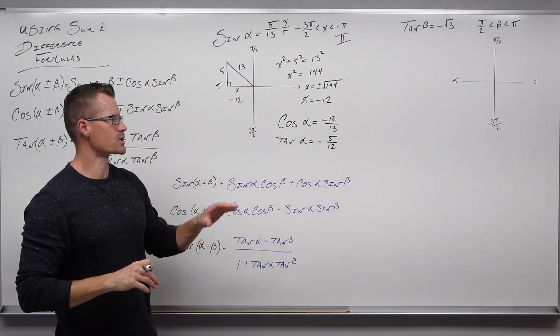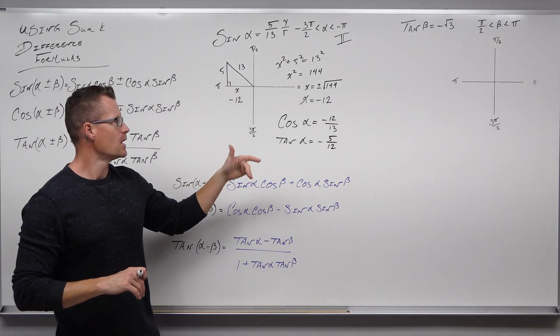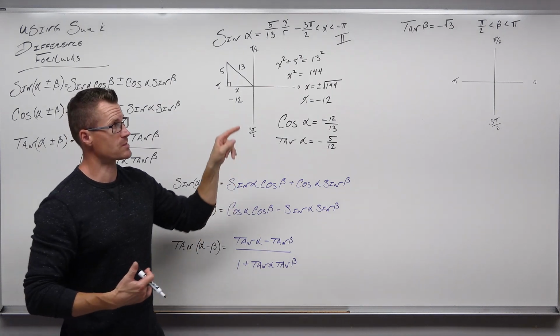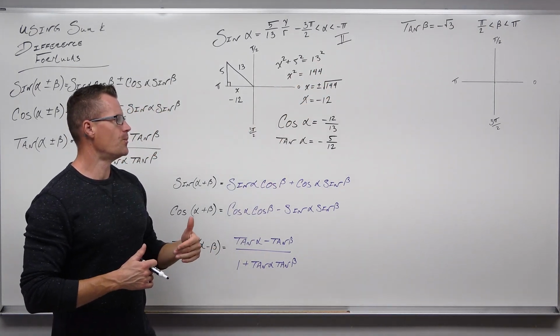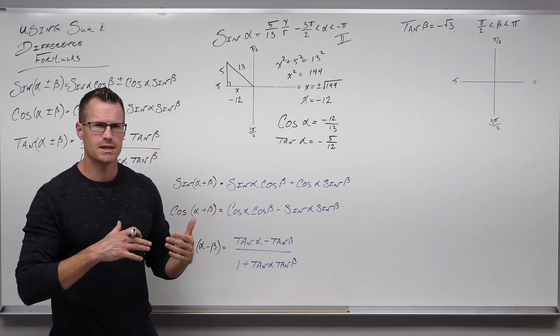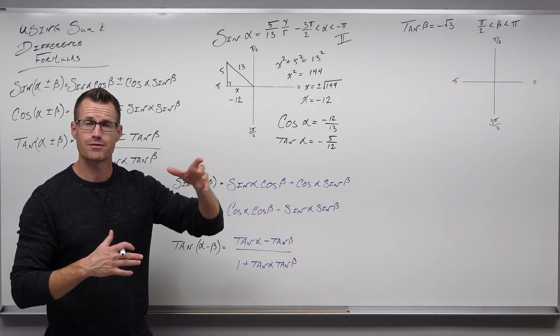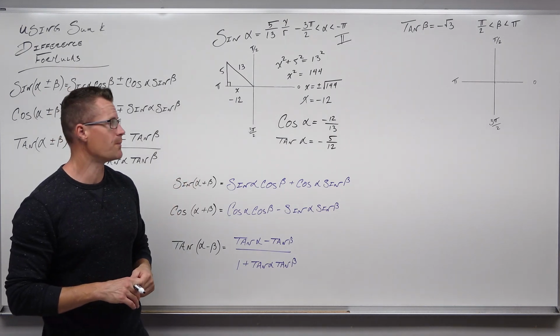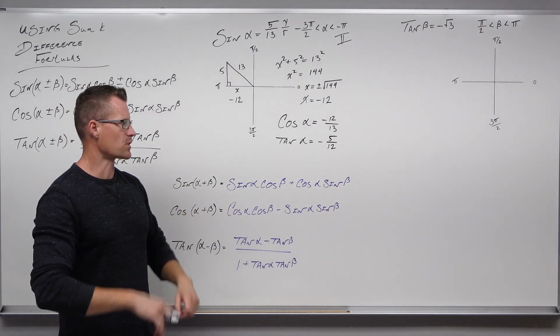Oftentimes you'll see people do this also. If your x is negative, 5 divided by negative 12 is the same thing as negative 5 over 12. But we oftentimes don't like to see negatives on denominators. So y over x, if your x is negative, you can easily move that negative to the front of your fraction or even the numerator. So negative 5/12 is perfectly appropriate.